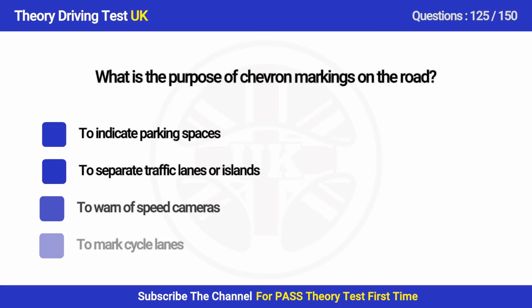Question 125. What is the purpose of chevron markings on the road? A. To indicate parking spaces. B. To separate traffic lanes or islands. C. To warn of speed cameras. D. To mark cycle lanes.